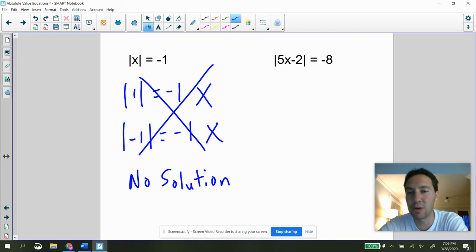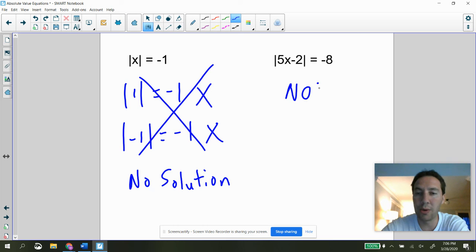This one's a little fancier over here. That absolute value is equaling -8. Can we ever have an absolute value equal a negative? No! So there's actually no answer to these. And we'll do more practice on your own, but this is the basics of how you solve absolute value equations. Hope that helped.